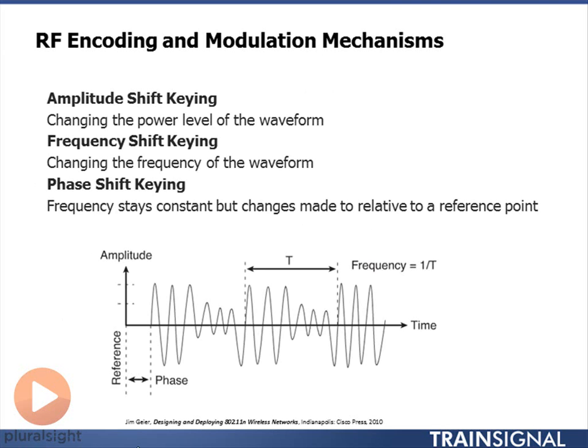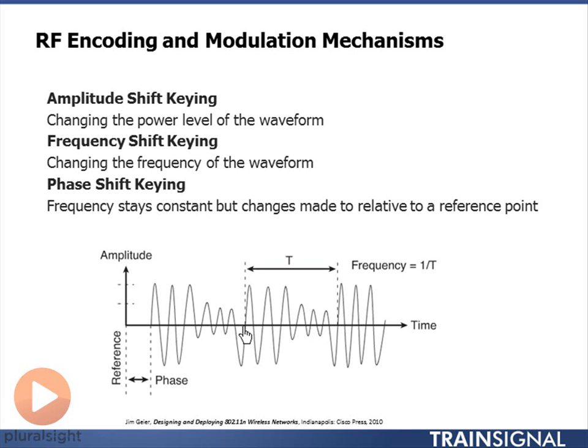Okay, so let's talk about amplitude. And here you can see I have a big wave here. I'm varying the amplitude, and now I'm sending a small wave. And so I can say, okay, this represents a 1 and this represents a 0. And so again, by changing the amplitude, which is the power of the waveform, I can distinguish between ones and zeros. Also, I can change the frequency.